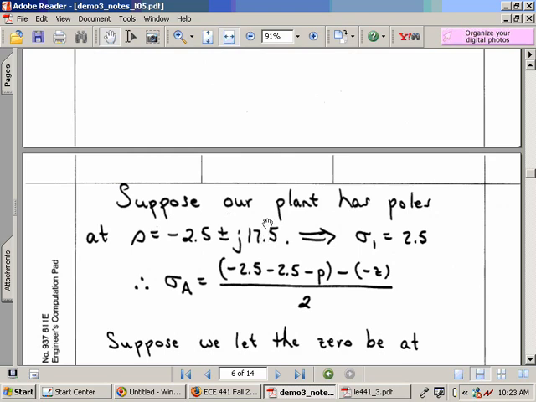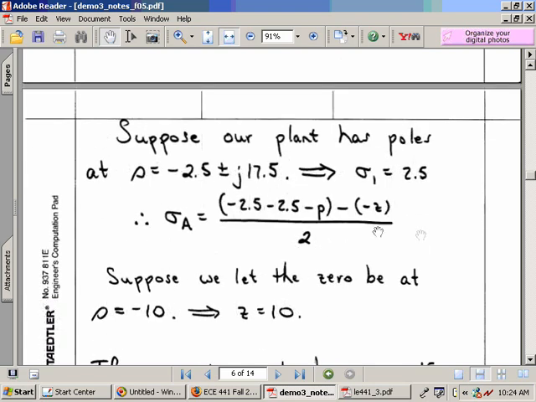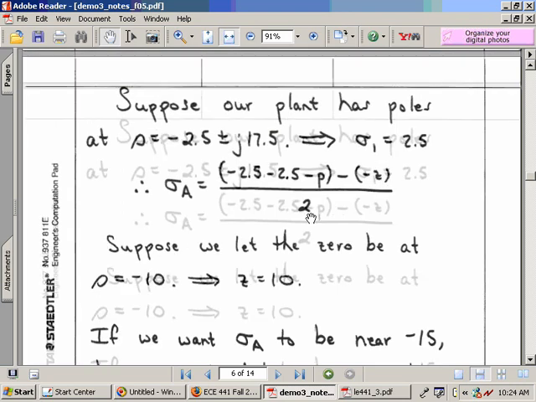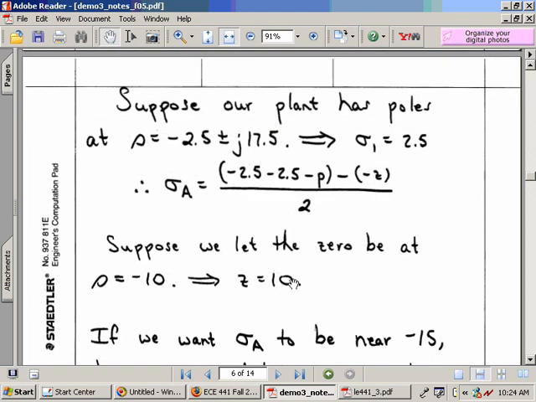Let's suppose that we have a system, and your system may be different, but let's say that I have spring number 3 and 1 mass. It has poles roughly in the open loop at -2.5 plus and minus j17.5. In that situation, our sigma sub 1, the real part of those open loop poles, is at -2.5. Plugging that in, we still have these unknowns Z and P. Suppose we locate our zero to the left of -8, and specifically let the zero be at -10.